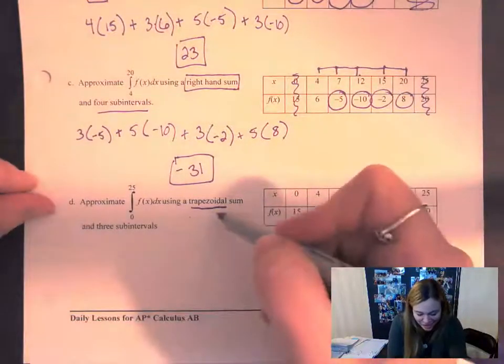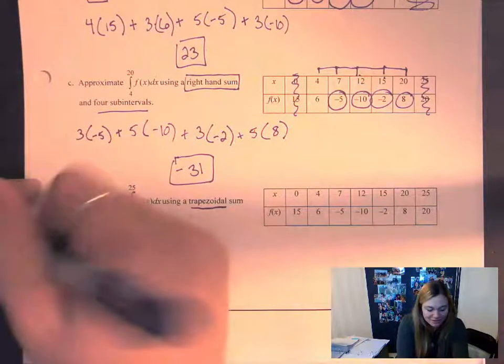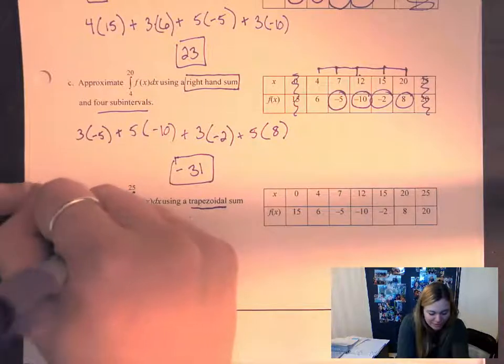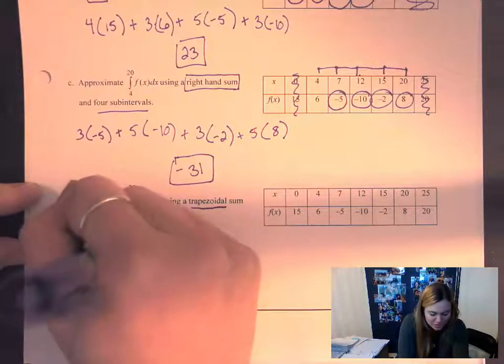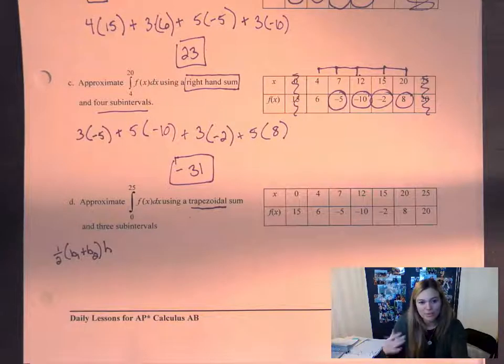Okay, anyway, trapezoidal sum, 0 to 25. Remember that finding the area of a trapezoid is 1/2 base 1 plus base 2 times height. Or you could say base 1 plus base 2 divided by 2 times the height. I'm going to go back to a trapezoid when we drew this before and remember what the base 1 and base 2 were.